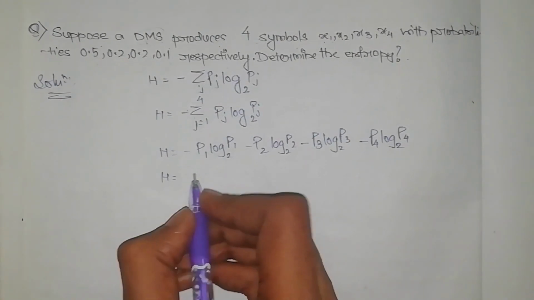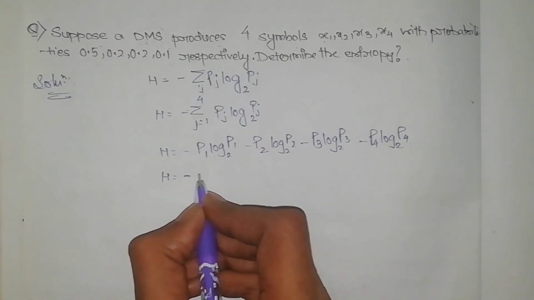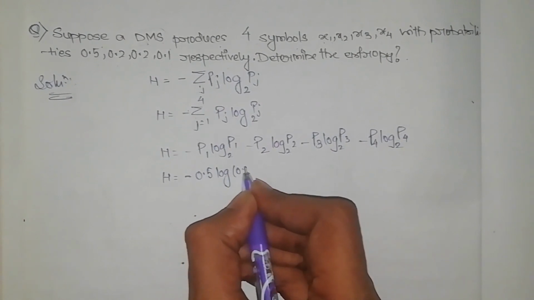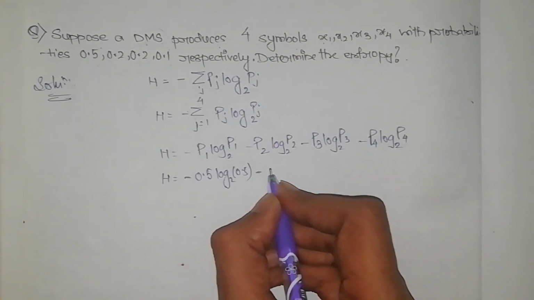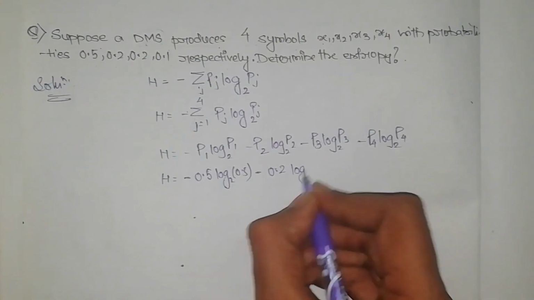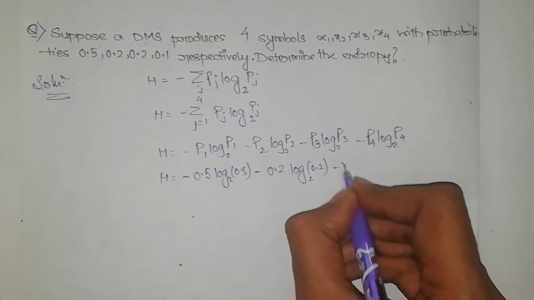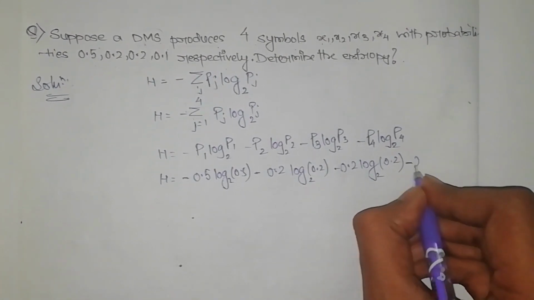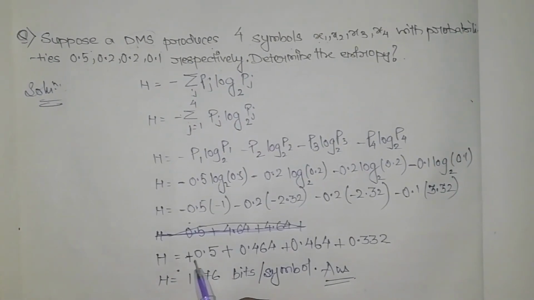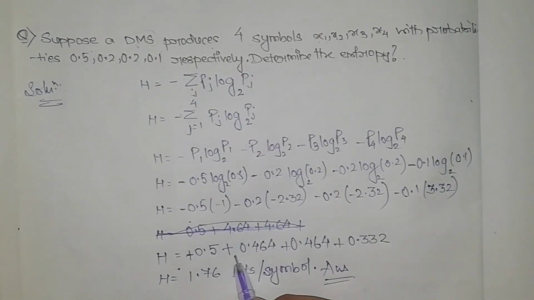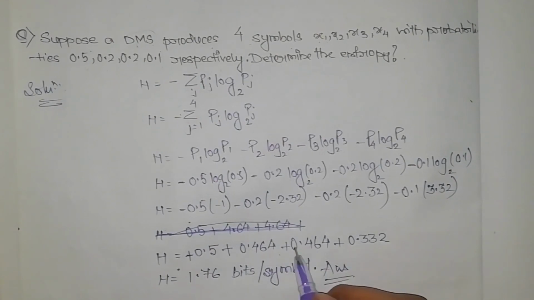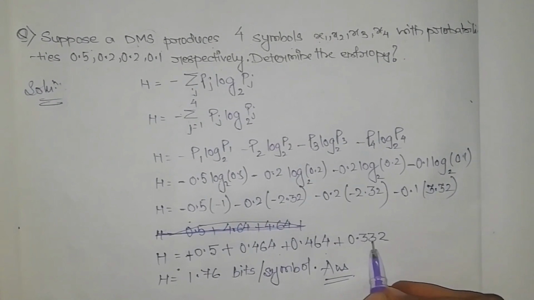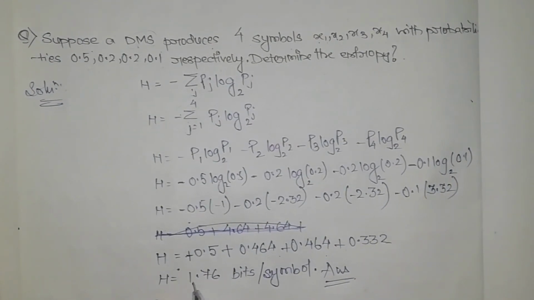Now we need to directly put the values of p. So this will be minus 0.5 into log of 0.5 base 2 minus 0.2 into log of 0.2 base 2 minus 0.2 into log of 0.2 base 2, and minus 0.1 into log of 0.1 base 2. So it will come up to be plus 0.5, plus 0.464, and the same plus 0.464, plus 0.332, and after adding it will become 1.76.